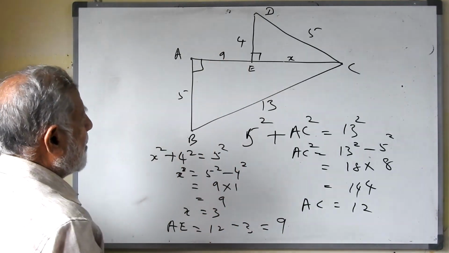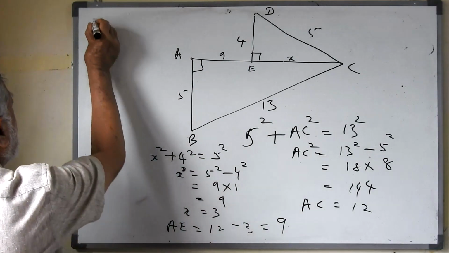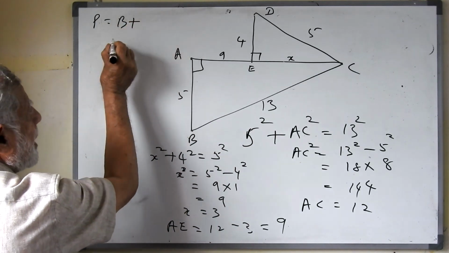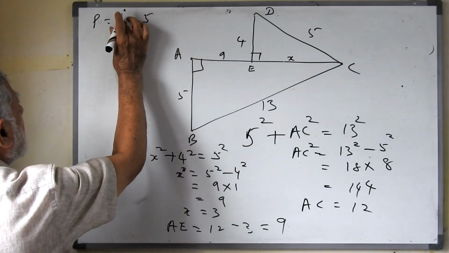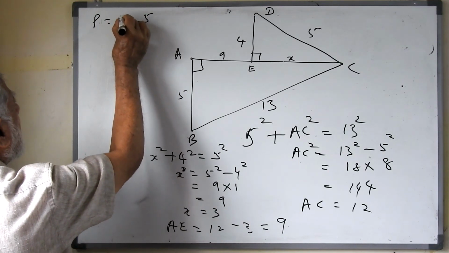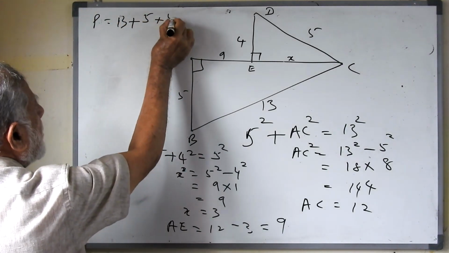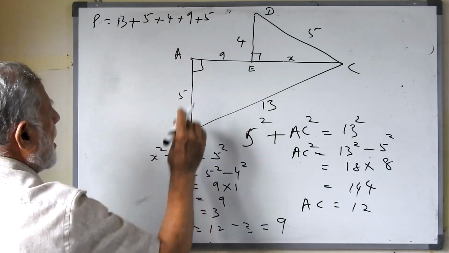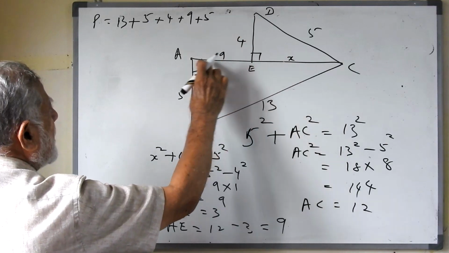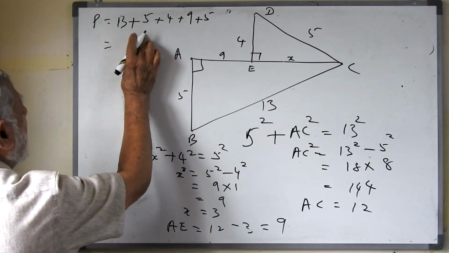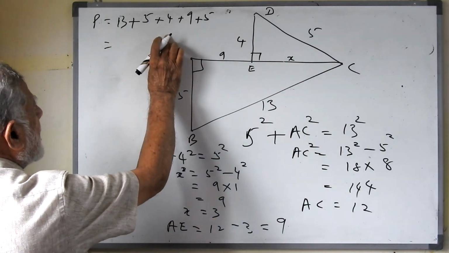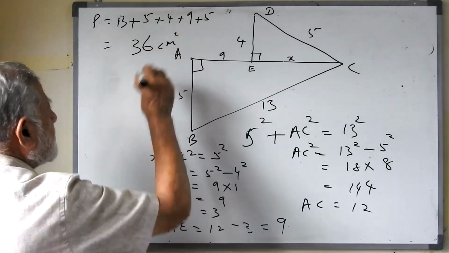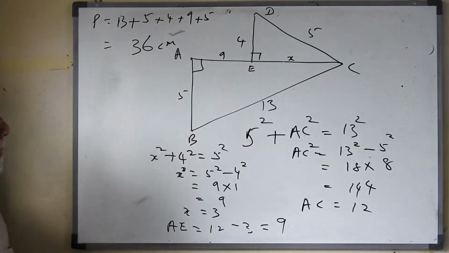Now we can find the perimeter of the figure. Perimeter equals starting from here 13 plus 5 plus 4 plus 9 plus 5 again. 13, 5, 4, 9, 5. That is equal to 13 and 5, 18, 22, 31, 36 centimeters. 36 centimeters is the perimeter of this figure.